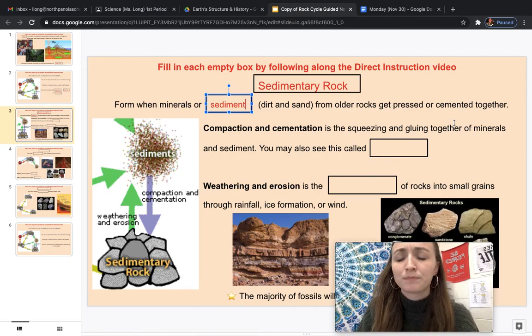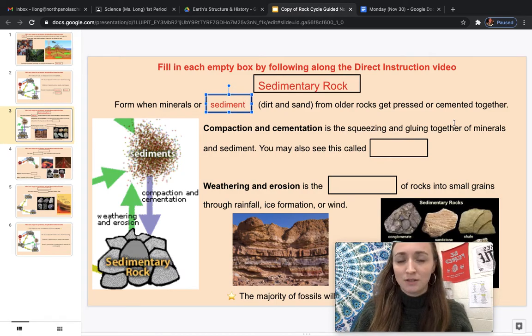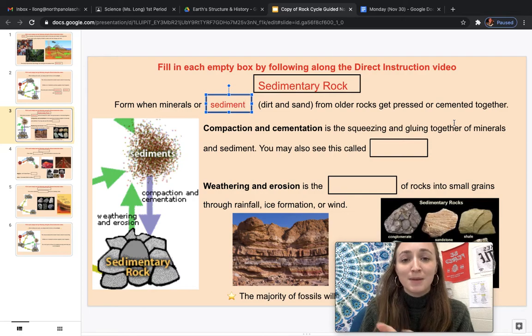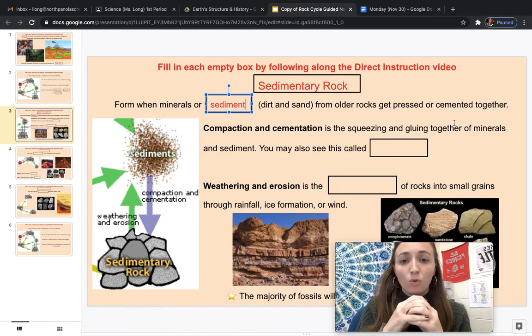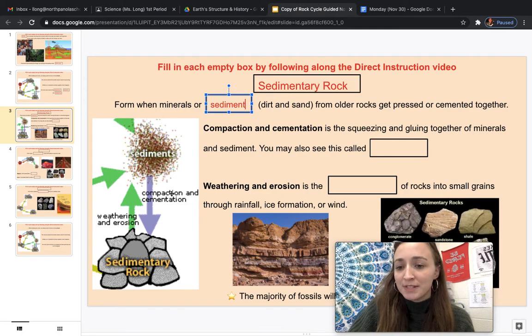Okay, what does that mean? So sediment is just a fancy way of saying dirt or sand. So we know dirt, we know sand, we've seen it, we've touched it, we've been around it. It's those little teeny tiny grains. So what's going to happen is a bunch of that dirt and a bunch of that sand is going to layer on top of each other, and they are going to eventually be pressed and cemented together until they form a solid rock.